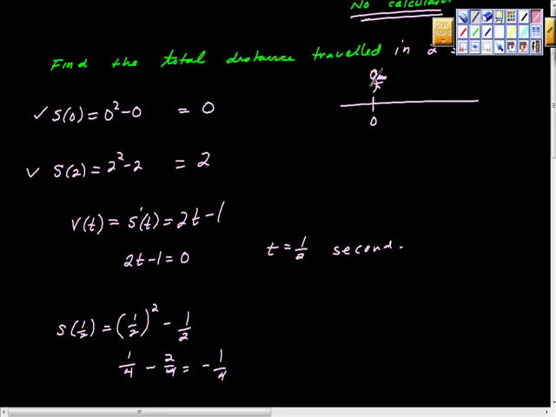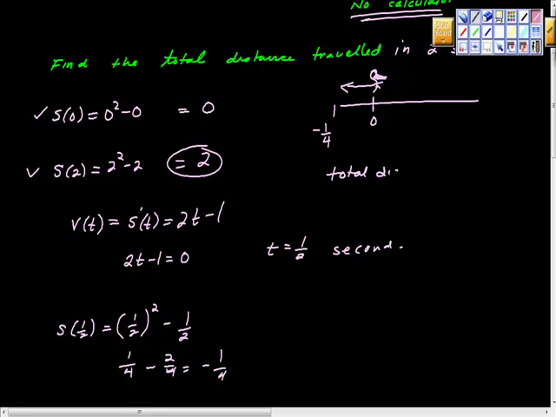There's our mouse. And what we know is, for the first half second, he ran that way, and he ended up at negative 1/4. He changed direction here, right? So he went from here to here. And then we have s of 2 is 2.